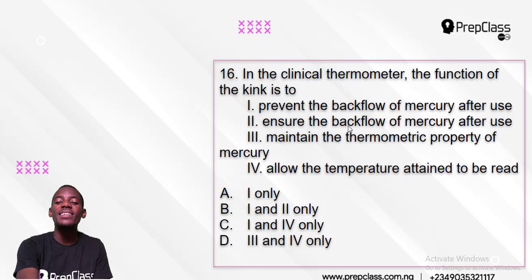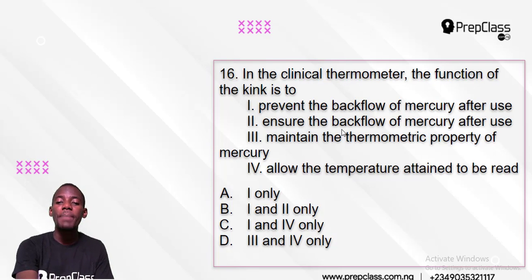Now, A, prevents the backward flow of mercury after use. B, ensures the backward flow of mercury after use. C, maintains the thermometric property of mercury. D, allows the temperature attained to be read. Do you have any idea what might be right? Now, actually, if you don't know, I'll tell you.